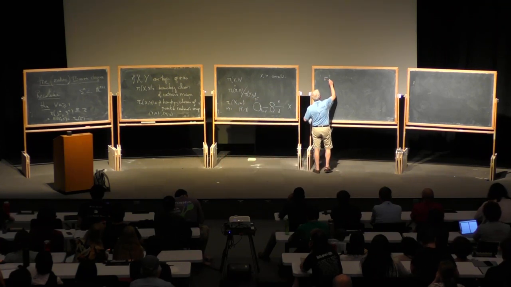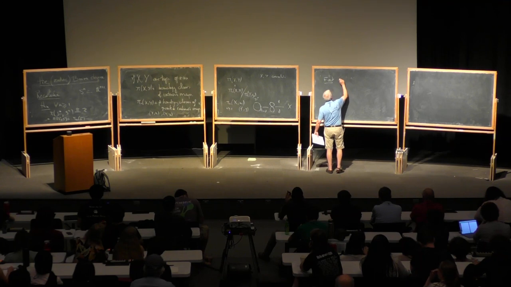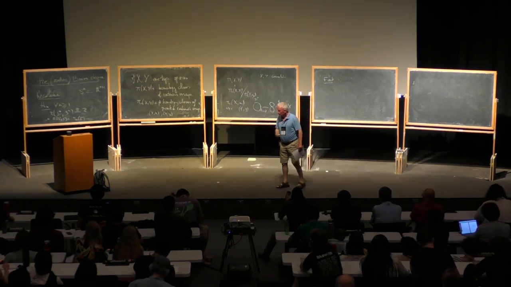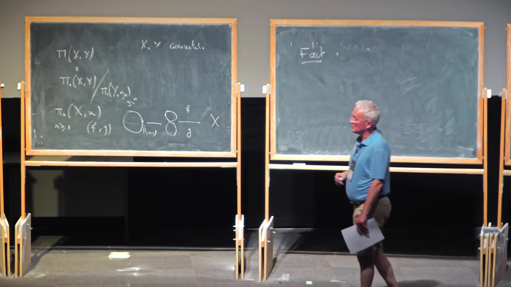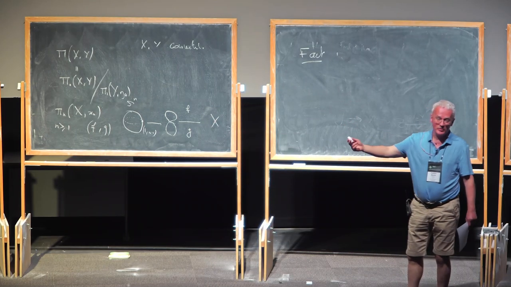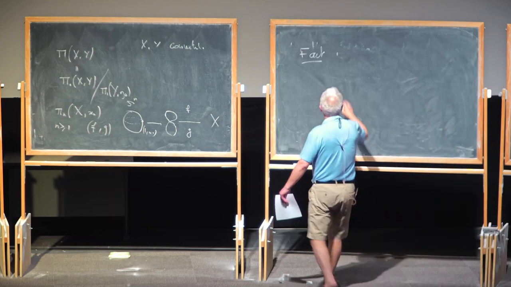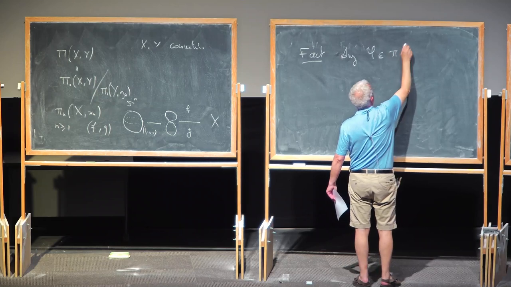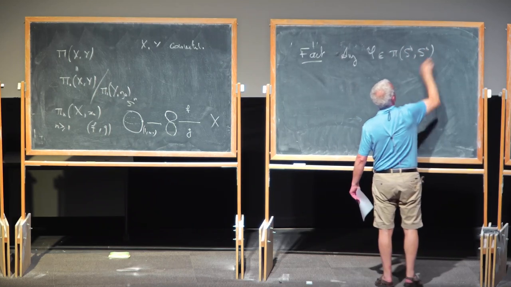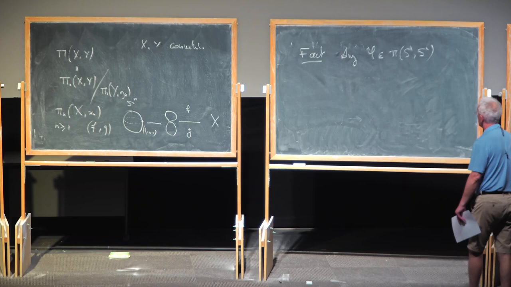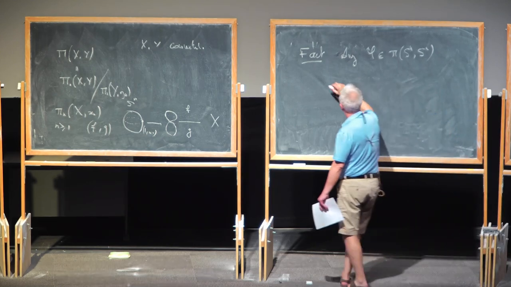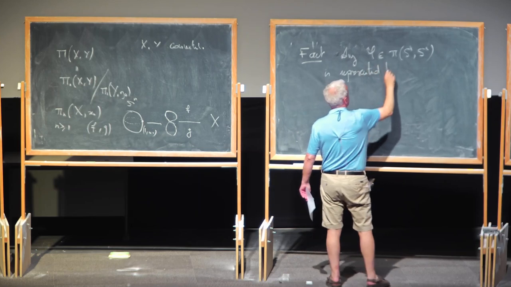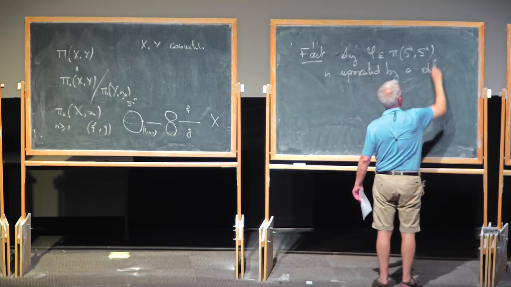Fact. It's true for any X, Y differentiable manifolds: any continuous map is homotopic to a differentiable map. Okay? So any phi in the set of homotopy classes of maps from S^n to S^n, because it's a differentiable manifold, is represented by a differentiable map f.